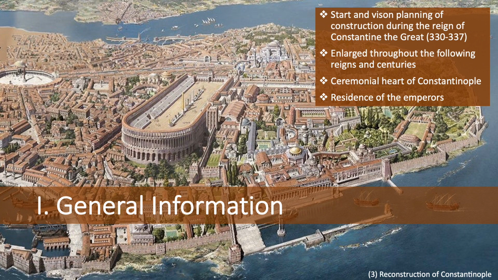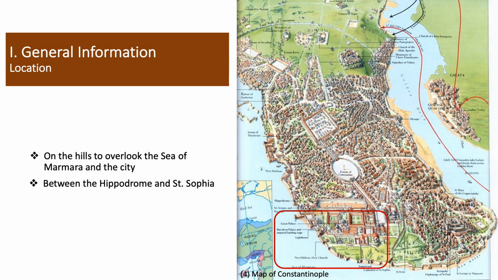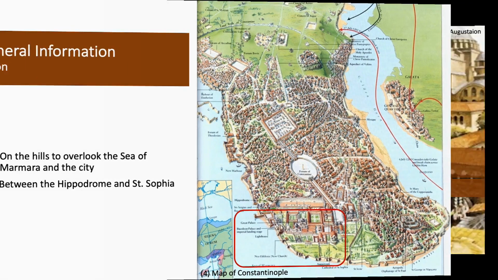It was used for ceremonial feasts and as a residence for the emperor, and it was enlarged throughout the following reigns and centuries. To overlook the Sea of Marmara in the city, the Great Palace was placed between the Hippodrome and St. Sophia on the second hill of Constantinople.